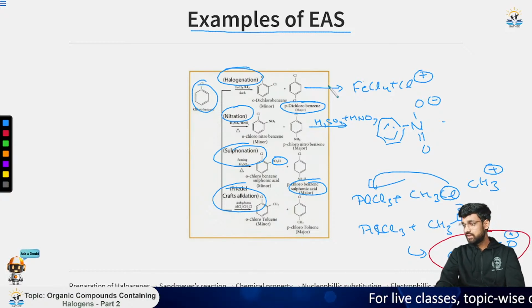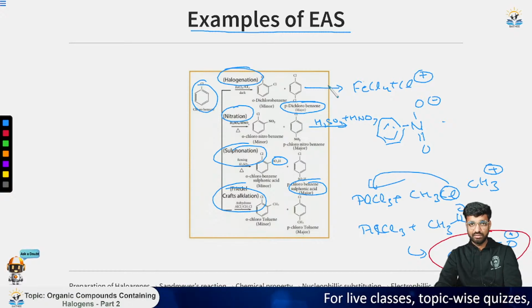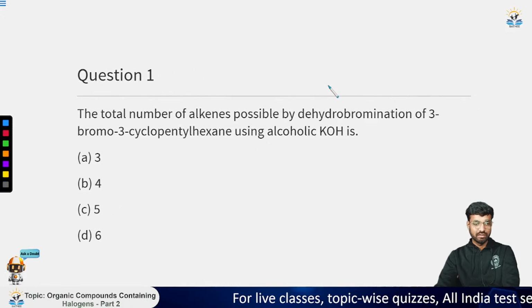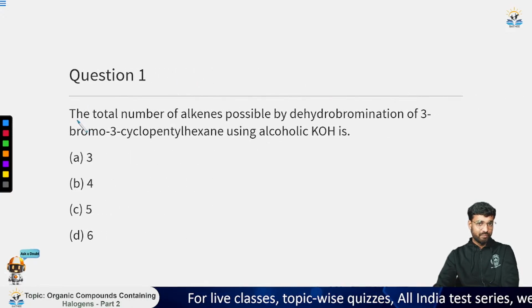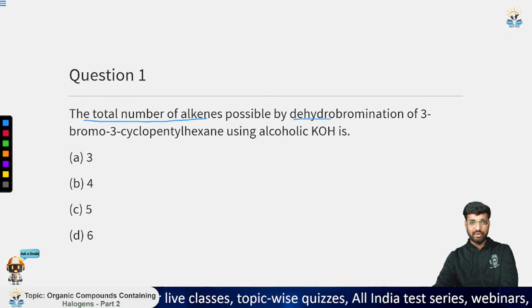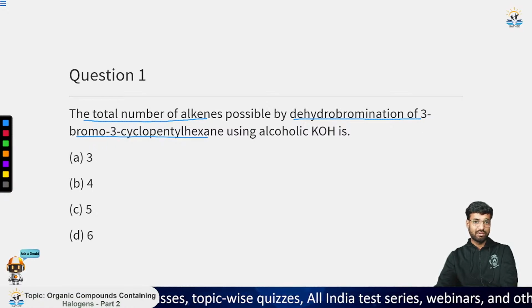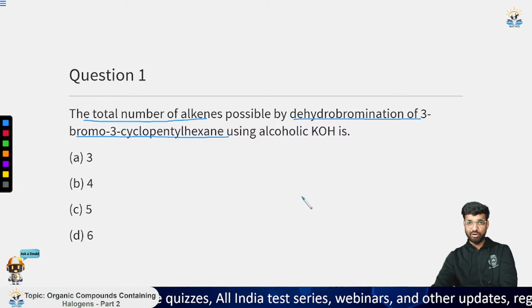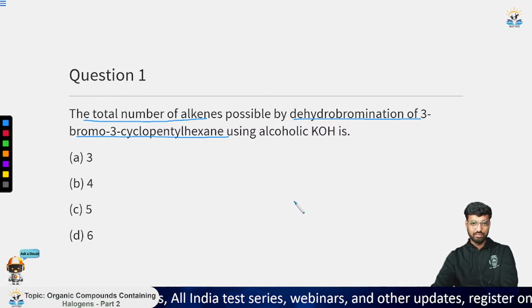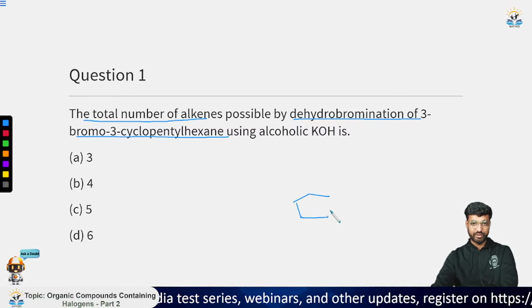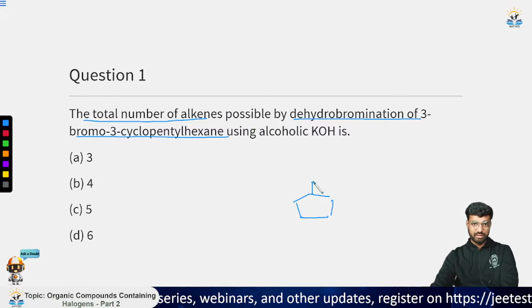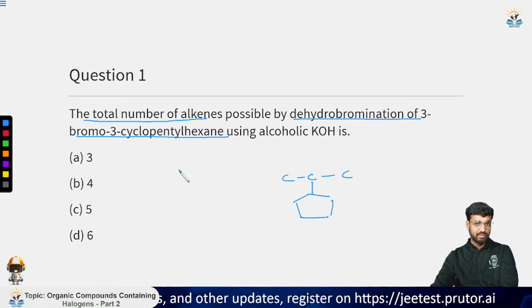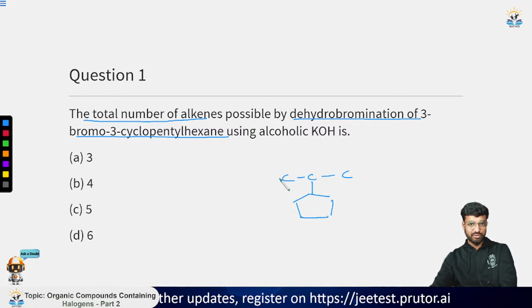Now we'll move to some questions and see what questions come in the exams. So I've picked some exam questions that are framed almost like your JEE exam. The first is: the total number of alkenes possible by dehydrobromination of 3-bromo-3-cyclopentyl hexane. So we are doing a dehydrobromination of this. This is the 6 carbon chain that we have, and the cyclopentyl is present on the third position.